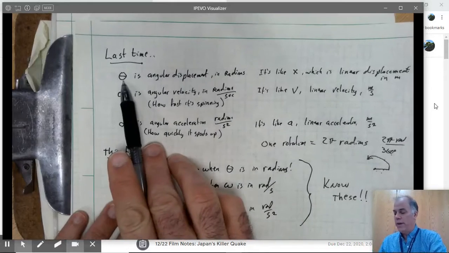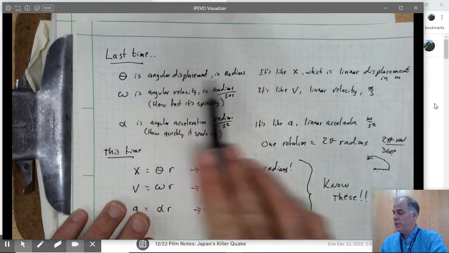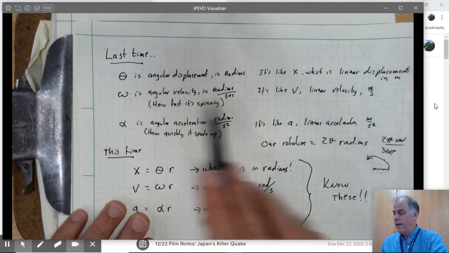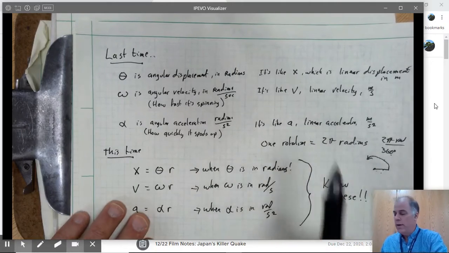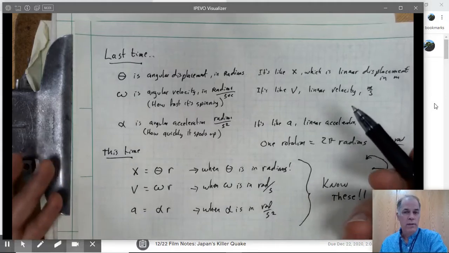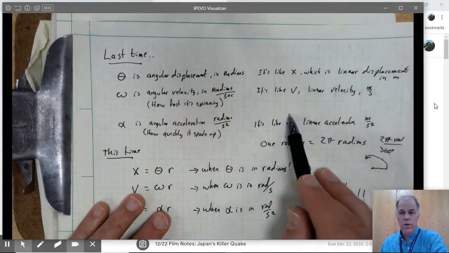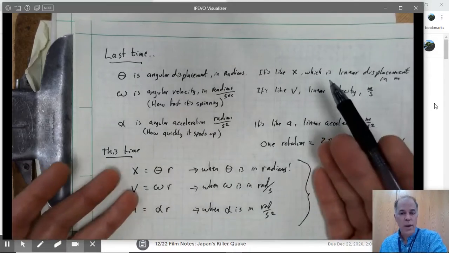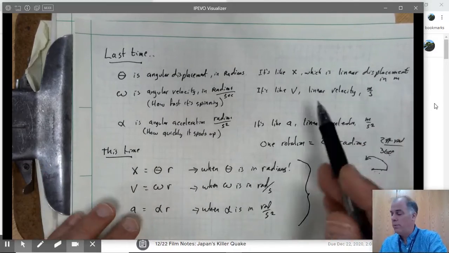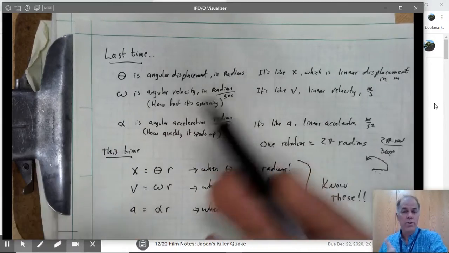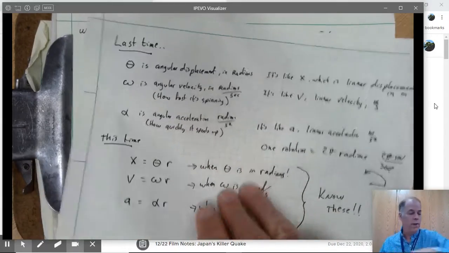Okay, so theta is angular displacement. It's analogous to x, which is linear displacement. Omega is analogous to velocity, and so on. So when we have one of our old linear equations that use these variables, we can use the same equations for the same kinds of problems, but just substitute in these symbols, and it turns the equation into a rotational equivalent.